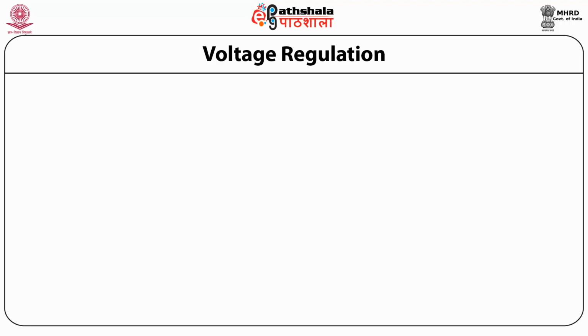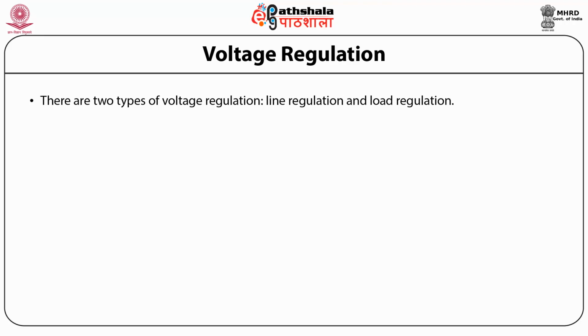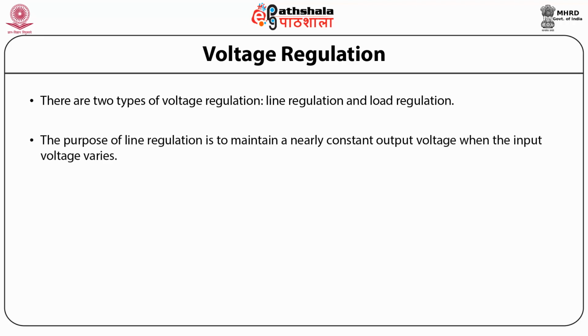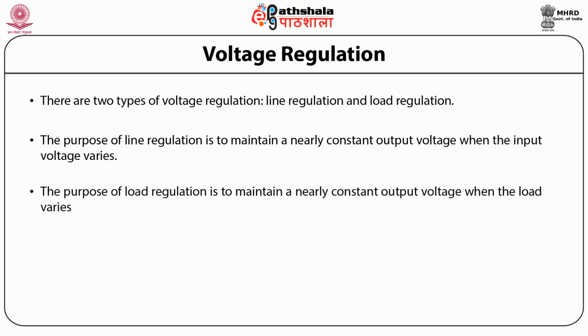Voltage regulation. Now students, there are two types of voltage regulation, that is line and load regulation. The purpose of line regulation is to maintain a nearly constant output voltage when the input voltage varies. The purpose of load regulation is to maintain a nearly constant output voltage when the load varies.